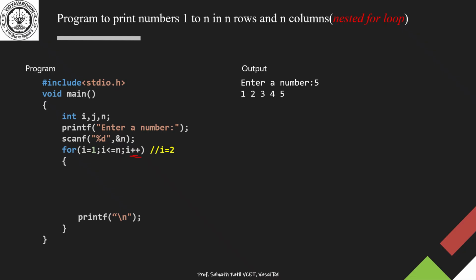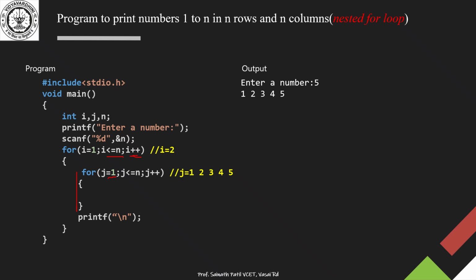that is i plus plus, so i becomes 2. It will check the condition, is it less than or equal to 5? Yes, it is. So again it will enter the body of the outer for loop, which is the inner for loop, which again starts with j is equal to 1, j less than or equal to n, and j plus plus.